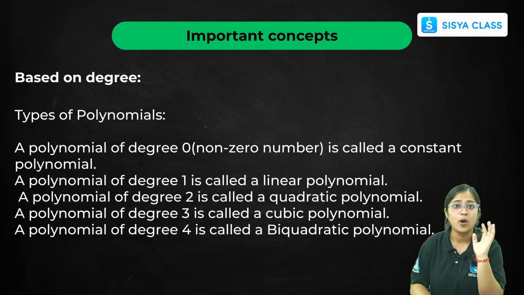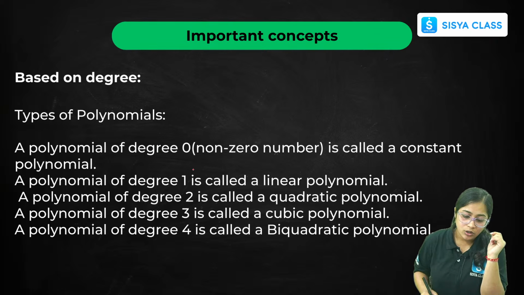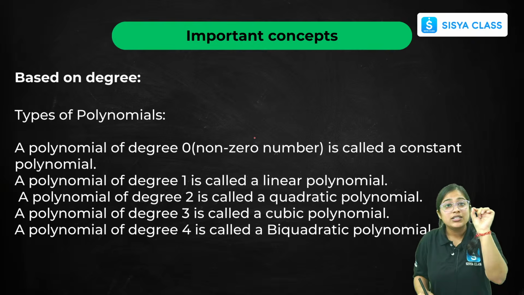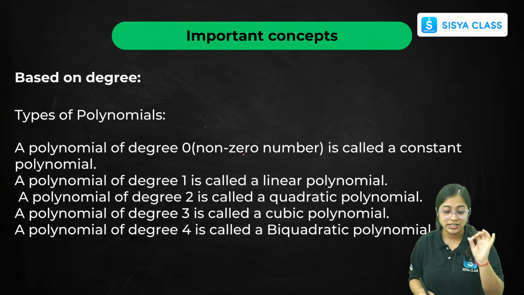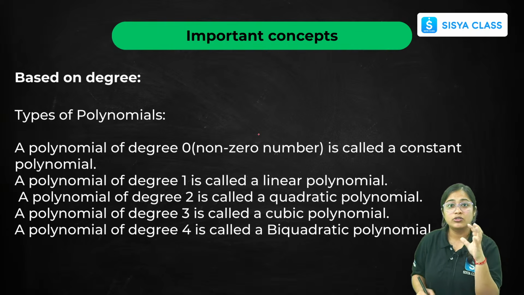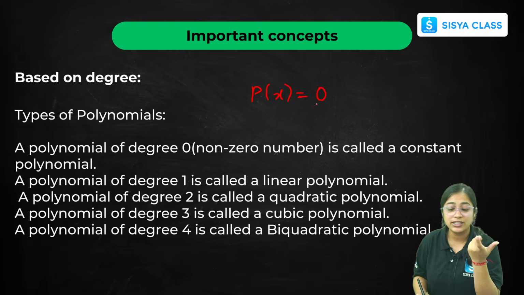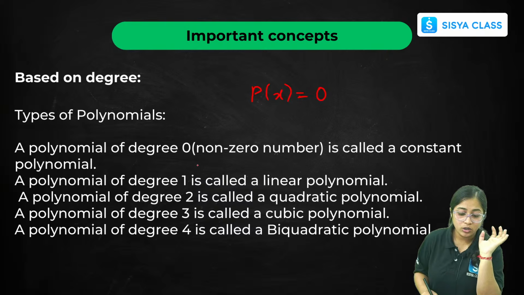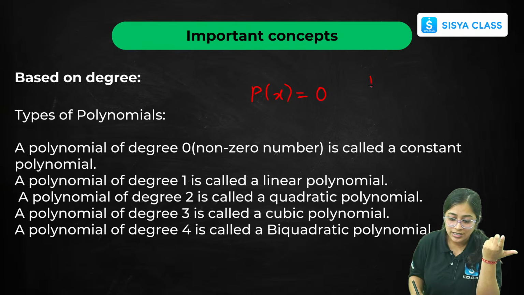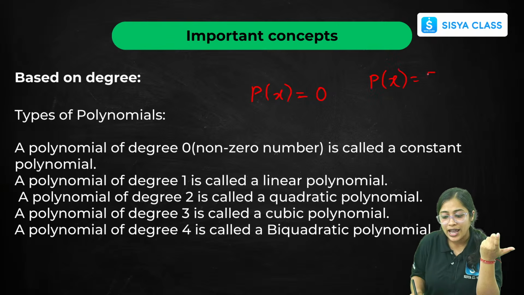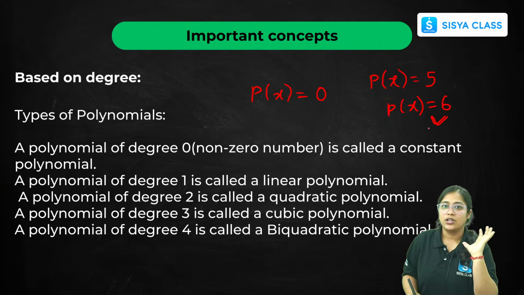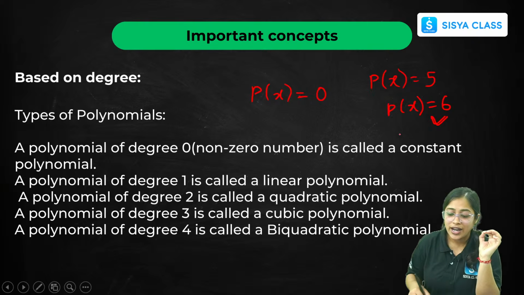So first we have a polynomial of degree 0, okay. If your polynomial is a non-zero constant, okay, non-zero constant, why am I saying this? Because if we take our polynomial as 0 only, its degree is not defined. The degree of the zero polynomial is not defined. So if you are taking a non-zero constant, let's suppose your polynomial is 5 or 6, okay, this is a constant polynomial and we say that its degree is 0. Why is its degree 0?